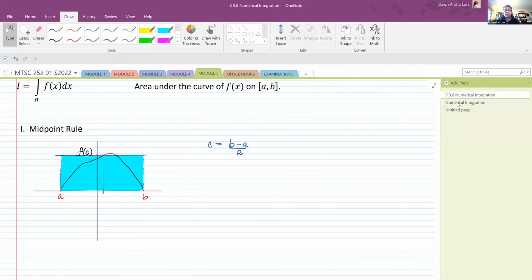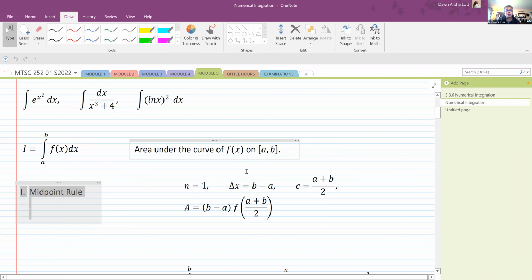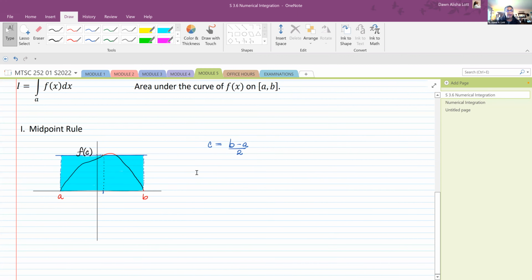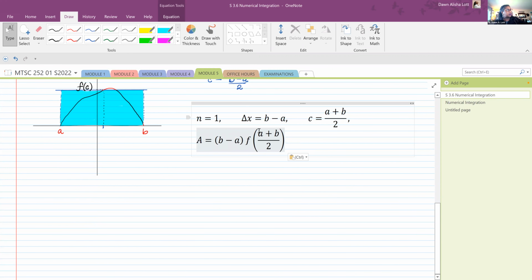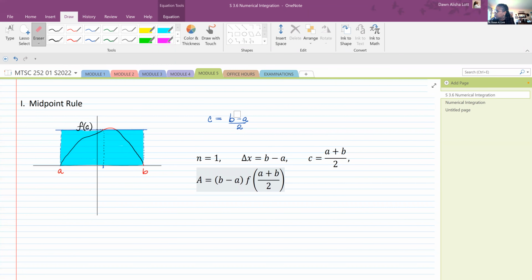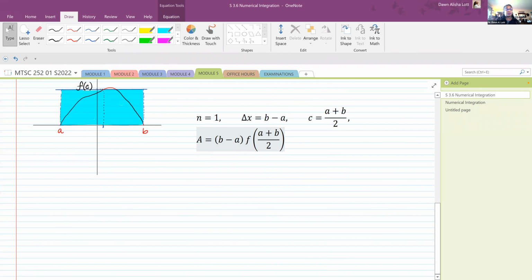So let's see, I want to grab just a few pieces of information here. So I have one interval, so n is 1. Delta x is the space between them. It is b minus a, because that's the distance. My c, as I said, is supposed to be, oh, what did I write for c? C is wrong. That's why I'm glad I have it on here, because that's wrong. C is a plus b divided by 2.